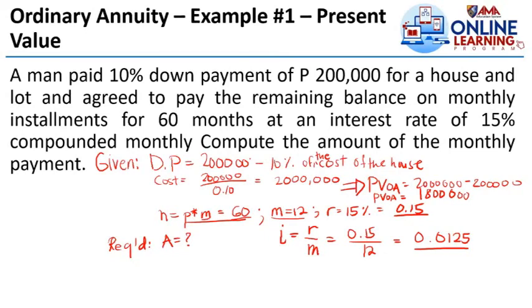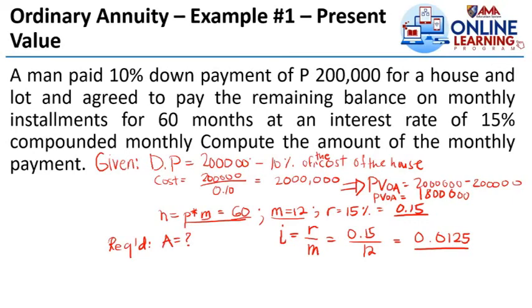Okay? So, yung N natin is P times N, which is P ang life of investment. So, yung life of investment natin is 60 months. Compounded monthly. So, there's no need for you to multiply it again by 12. Kasi nga, in terms of months na yung installment, yung pagbabayad niya. Kasi babayaran niya every month. Okay? So, babayaran niya for 60 months at an interest rate of 15% compounded monthly. Compute the amount of monthly payment.